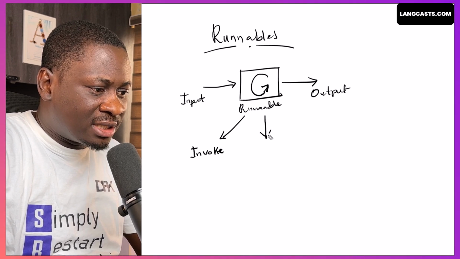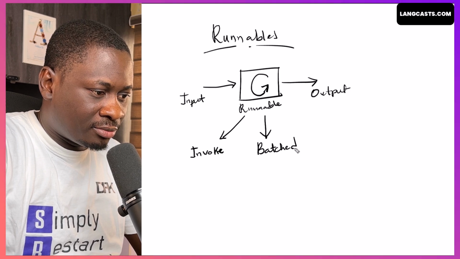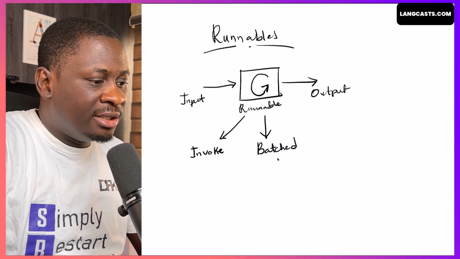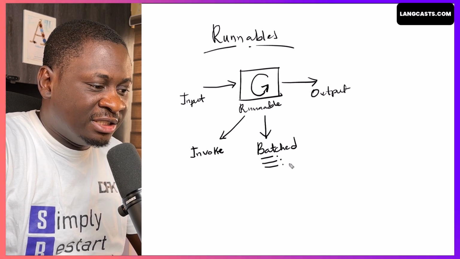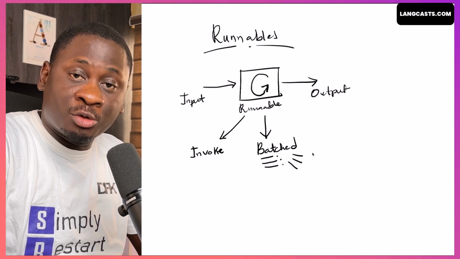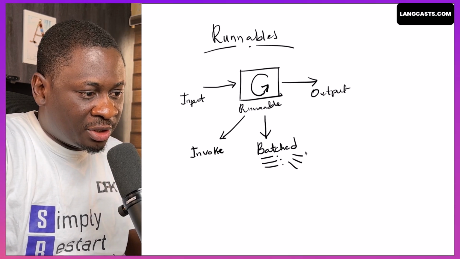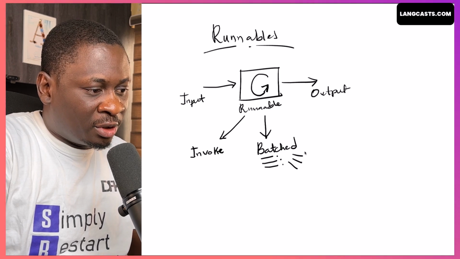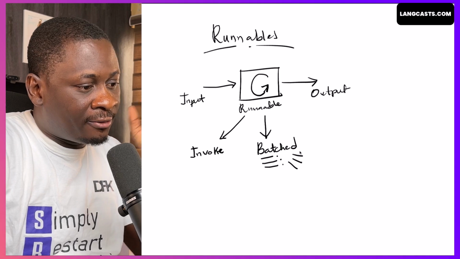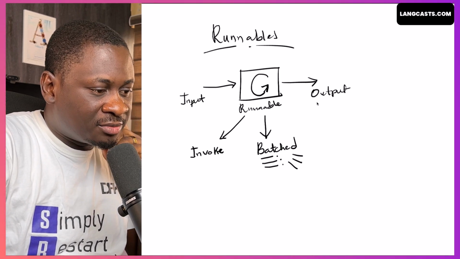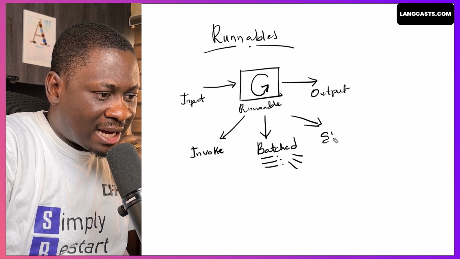The second attribute is that it can be batched. This means that it can take multiple inputs and generate corresponding multiple outputs. So you can pass more than one input into it, and it can generate corresponding multiple outputs. If you pass 3 inputs, it's going to generate 3 outputs for those inputs.